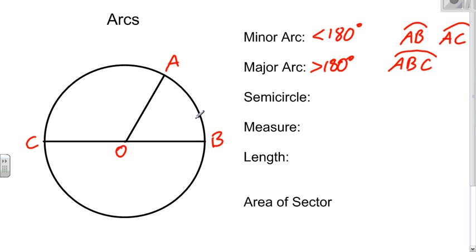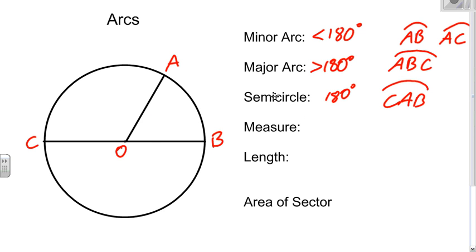Then there's a semicircle, which is exactly 180 degrees. It's half of a circle. CAB is the semicircle. You do use a 3rd letter for semicircles just so you can tell which portion of the circle it is, so you can know exactly which arc. So if we just said CB, you wouldn't know if it's the top of the circle or the bottom of the circle. So you do use a 3rd letter to distinguish.